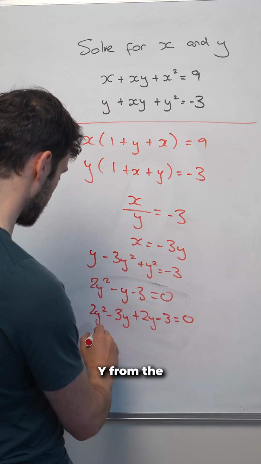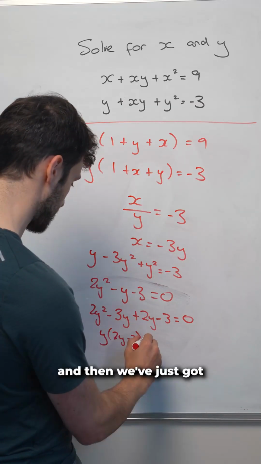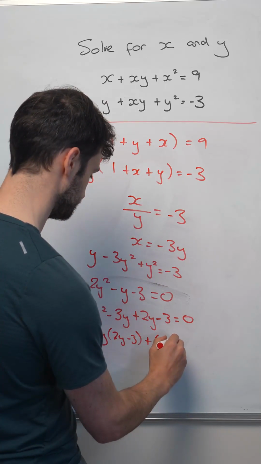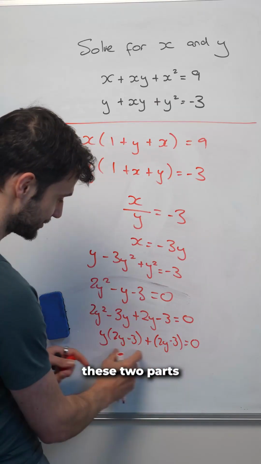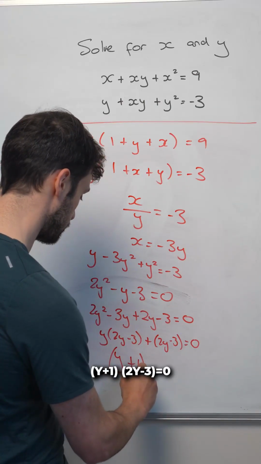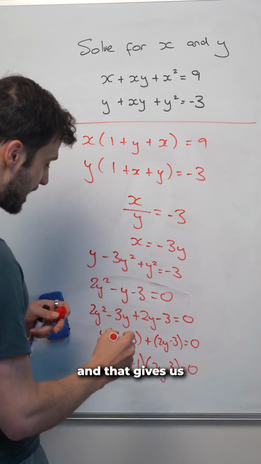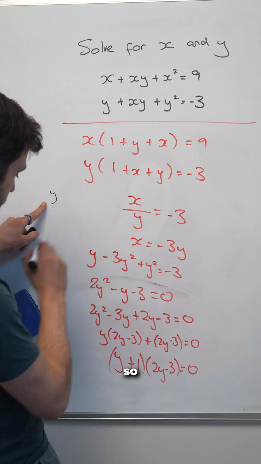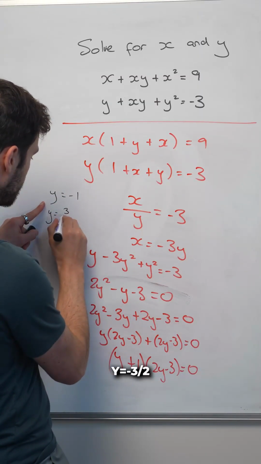So factor out the y from the first two terms to get 2y minus 3. And then we've just got plus 1 times 2y minus 3. Factor this out from these two parts to leave y plus 1. So we get y plus 1 times 2y minus 3 equals 0. And that gives us our two solutions. We're just going to write it up here. So y equals minus 1 or y equals 3 over 2.